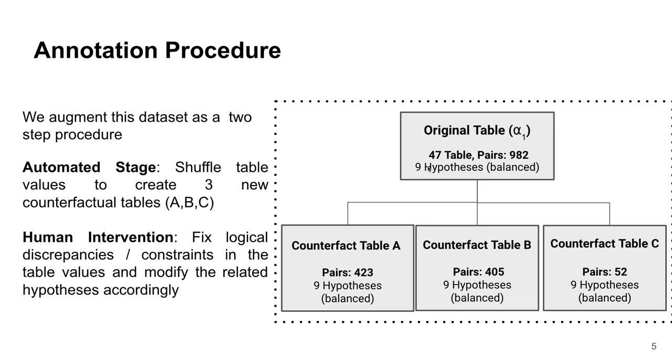So our annotation process has two major steps. One is the automated stage, which is used for initialization, and then there are the human interventions, which first fix the automated tables for logical constraints and discrepancies, and then also write new hypotheses or modify existing hypotheses and also the associated labels, plus also add some metadata information as discussed later. We create three types of tables, counterfactual A, B, C, based on three different strategies. A and B have roughly equal amounts of pairs, and we took the alpha 1 set for creating this. They are all balanced, and table C has new hypotheses written, so it's pretty small, 52 pairs.